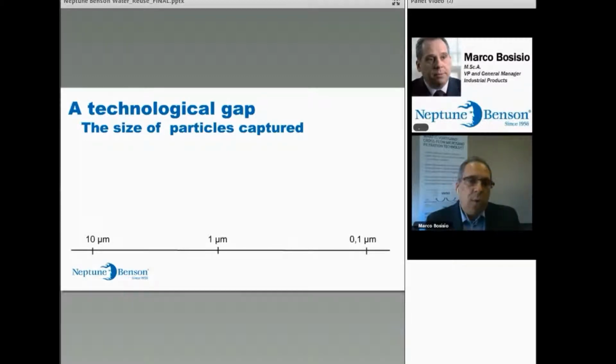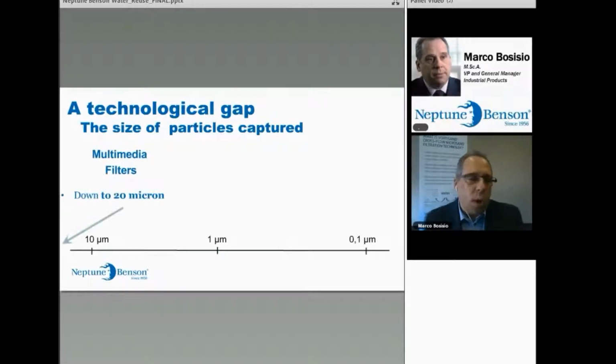And like Rick said, you want to remove all the suspended solids as much as possible to protect your RO. Or when it's time to use a UV reactor, you want to have a water that is very clear and allow the UV transmission to be optimized.